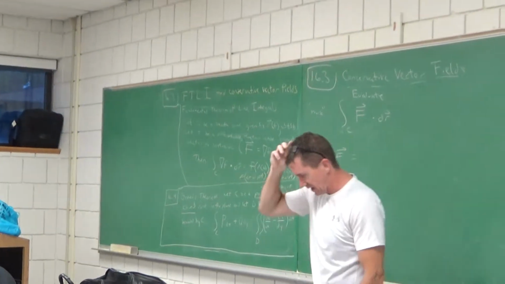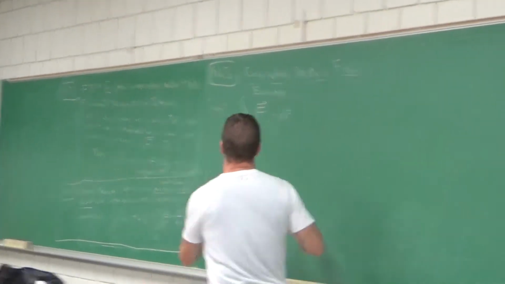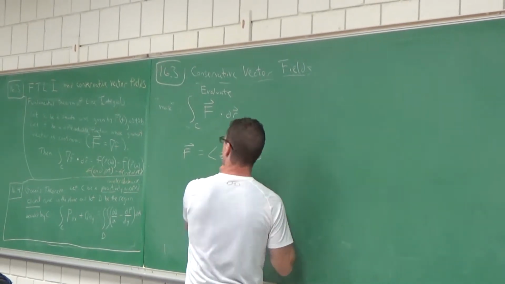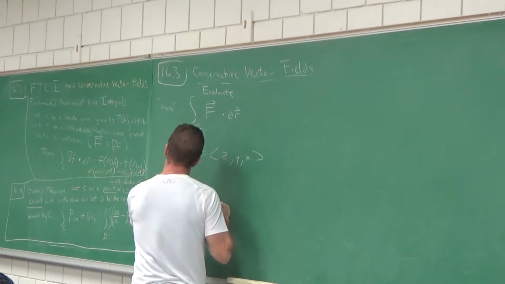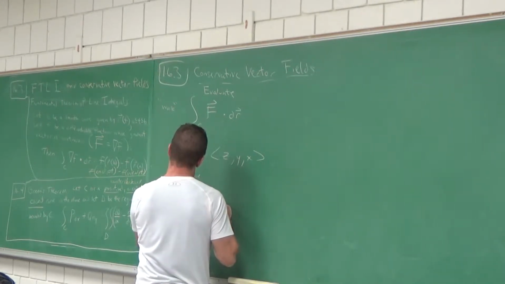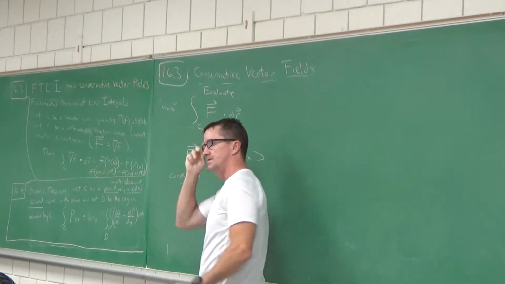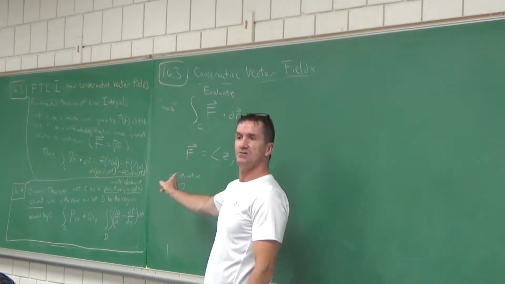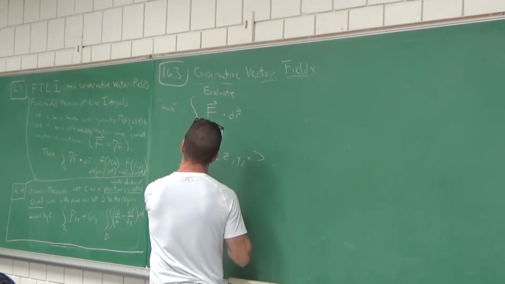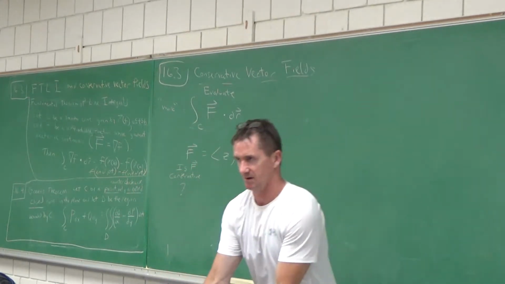So what was the first one? I got an f equals zyx. Is this conservative? Question mark. Is this vector field conservative? That's what I want to explore.